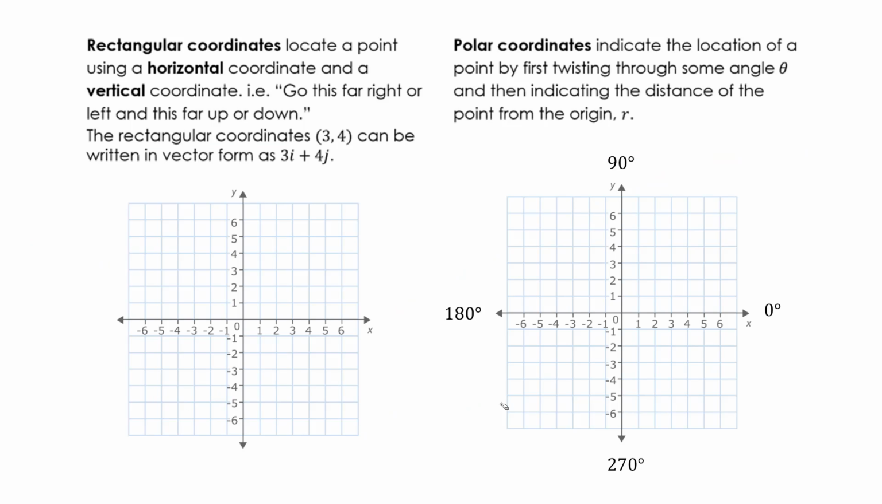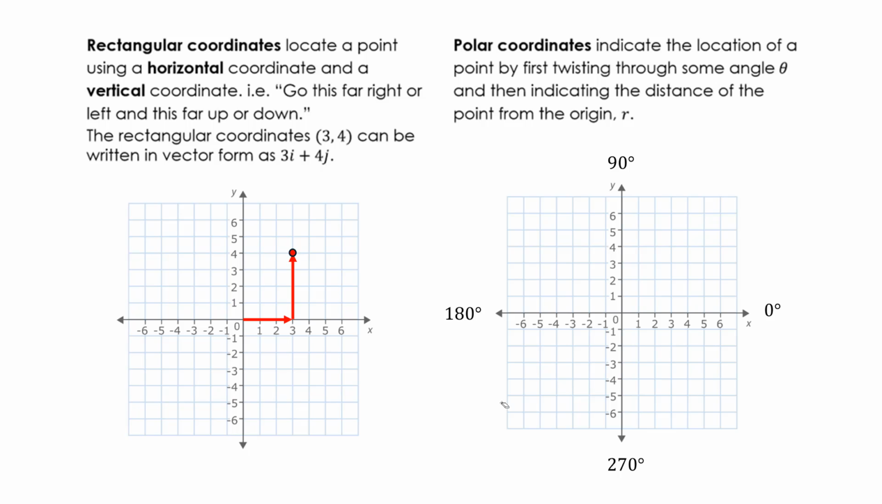Okay, now we're going to talk about rectangular and polar coordinates. Rectangular coordinates are the kinds of coordinates that you started using when you first learned about the XY plane. When you want to locate a point in the XY plane, you can say how far over to go and how far up to go to get to that point.